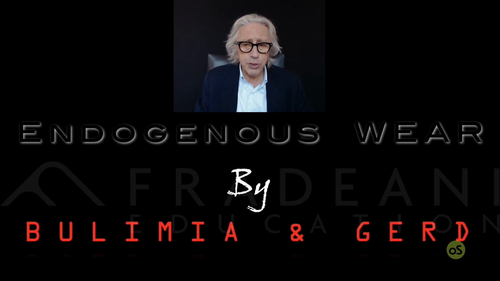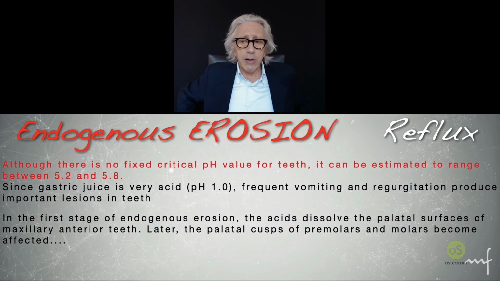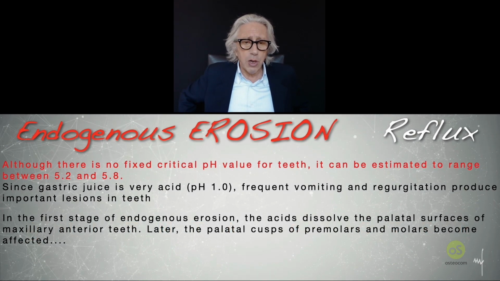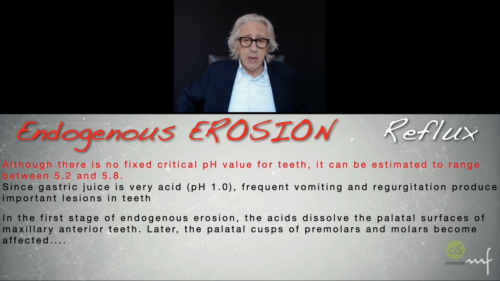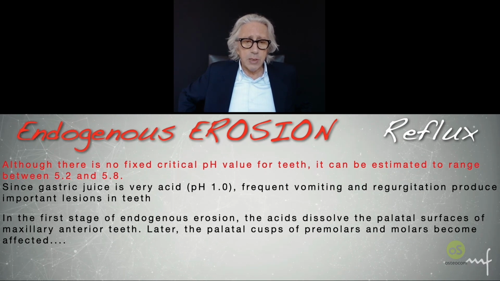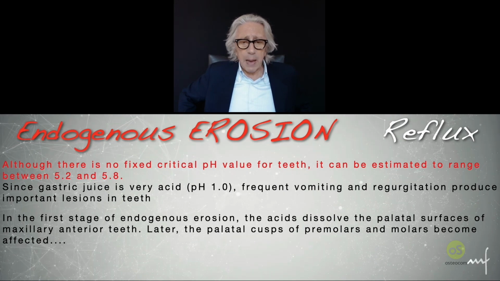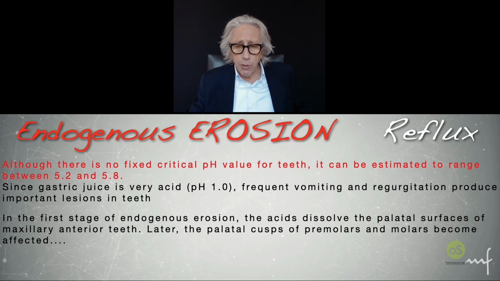So, endogenous wear by bulimic patients and GERD. Endogenous erosion with a reflux situation. Although there is no fixed critical value, even though it's 5.2, 5.8, the gastric juice is very acid, pH 1.0 as I said. If you vomit and have regurgitation, you can produce important lesions in the teeth. At the beginning, the acid removes the palatal surface of the maxillary anterior teeth. Later, the palatal cusps of the premolars and molars will be more and more affected.